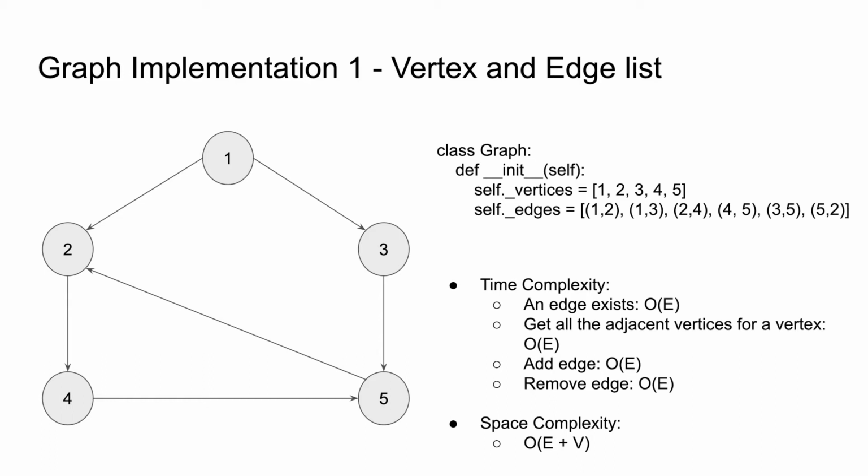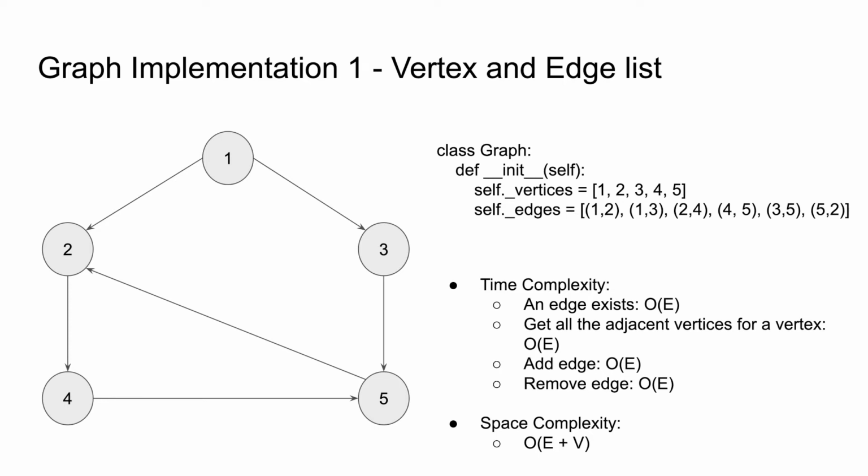And the fourth operation is remove edge. If you want to remove a tuple from a Python list, self dot underscore edges, at first it is going to take O of E, where E is the number of edges in the graph. Next is the space complexity. To represent this whole graph, we need two lists, and those lists' sizes are equal to V to keep track of the vertices, and E to keep track of all the edges. So in total, it's O of V plus E.